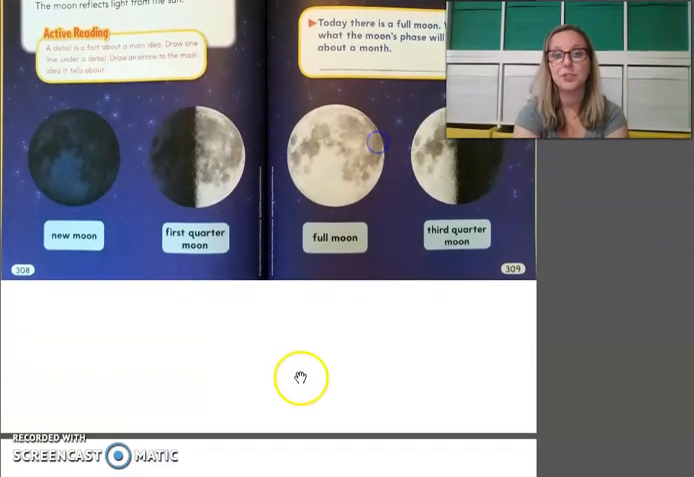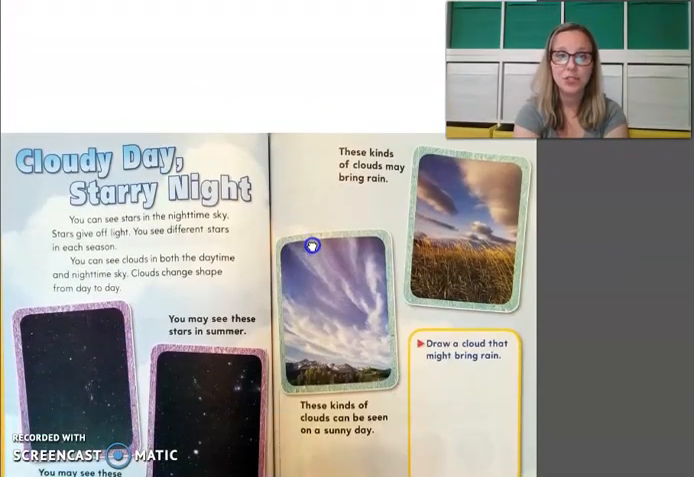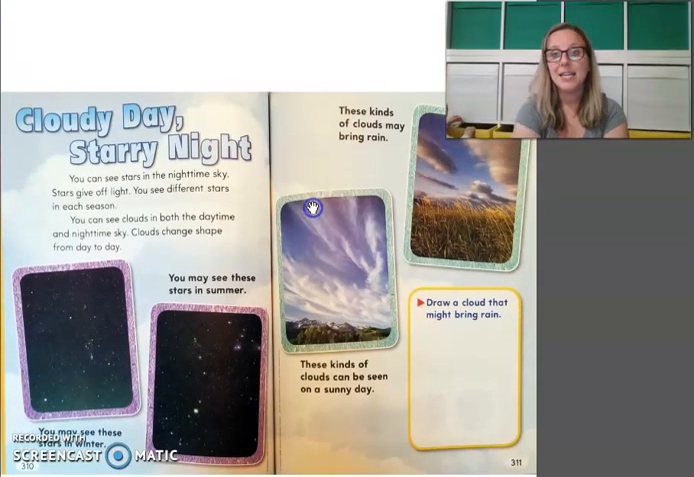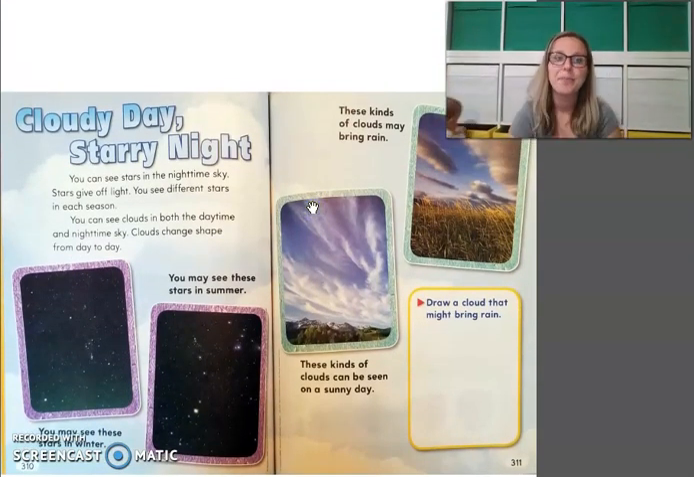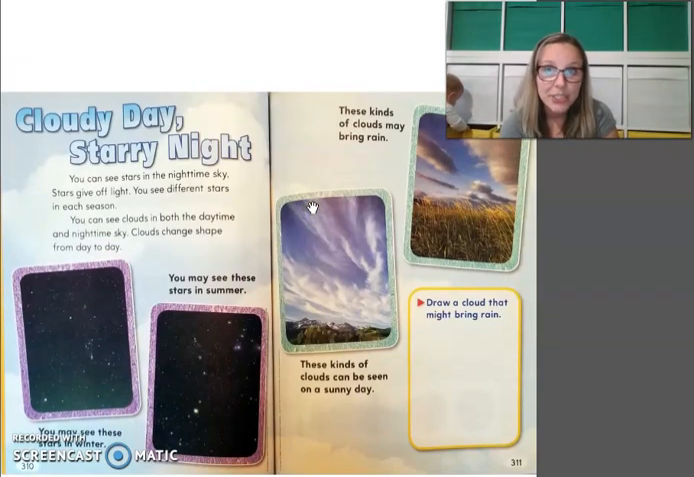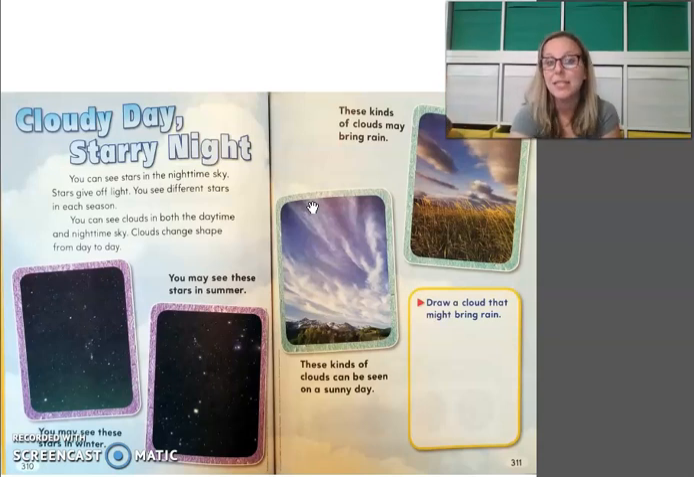Okay, now we're going to turn to the next page. We have cloudy day and starry night. You can see stars in the nighttime sky. Stars give off light. You see different stars in each season.